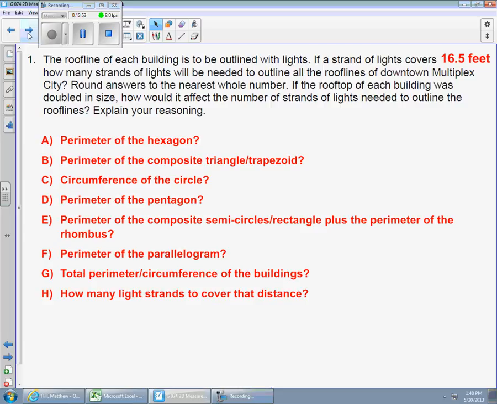Now, that's not a difficult sounding question, but as you're about to discover, hopefully follow along with me, there's a lot of information that has to be taken into account if you're going to do more than just guess at this question. The question goes on to state, round your answers to the nearest whole number. That'll help you out a little bit. You don't have to mess around with decimal points for long. And then if the rooftop of each building was to double in size, what effect would it have on the number of strands of lights needed to outline the roof lines?